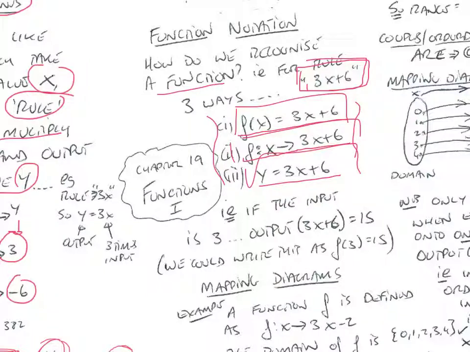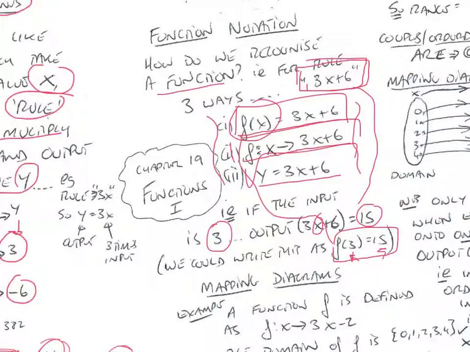Okay. So, for example, if the input is 3, the output of this function is 3 times 3 is 9 plus 6 is 15, then we could simply say f of x, when x is 3, is equal to 15.